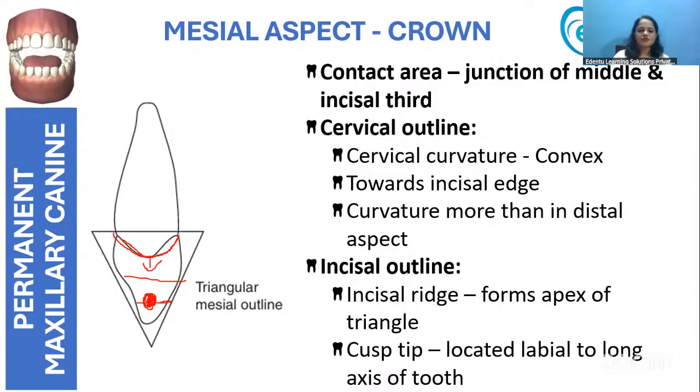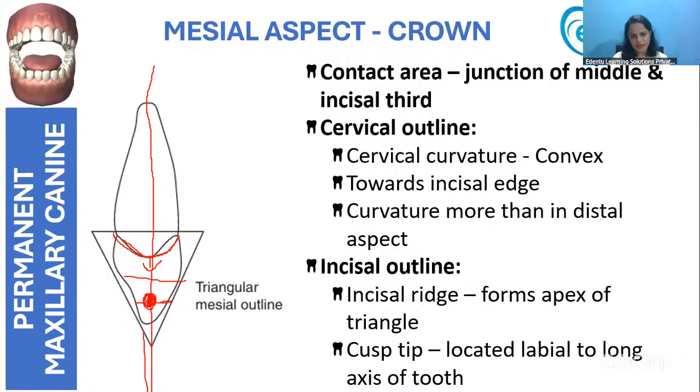If you look at the incisal outline, the incisal ridge forms the apex of the triangle. Yes, it is triangular or wedge shaped, and the incisal edge forms the apex of the triangle. The cusp tip is located labial to the long axis of the tooth. If you draw a long axis, the cusp tip will usually be located towards the labial side for the permanent maxillary canine.